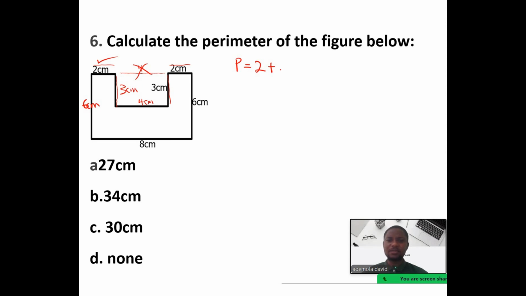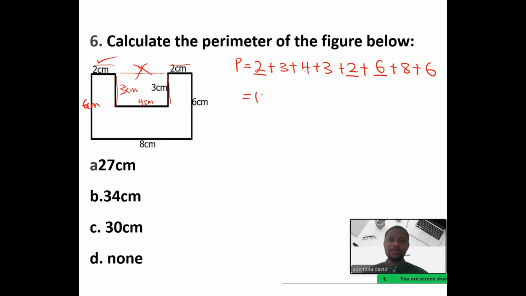You can choose to go anti-clockwise, but I prefer clockwise. And then without jumping, so that you don't end up missing a number. So we have 2 plus 3 plus 4 plus 3 plus 2 plus 6 plus 8 plus 6. And when you cancel the numbers, 1, 2, 3, 4, 5, 6, 7, 8. When you count the sides, 1, 2, 3, 4, 5, 6, 7, 8. So it is complete.